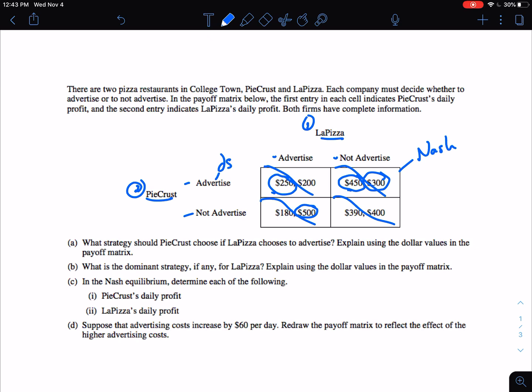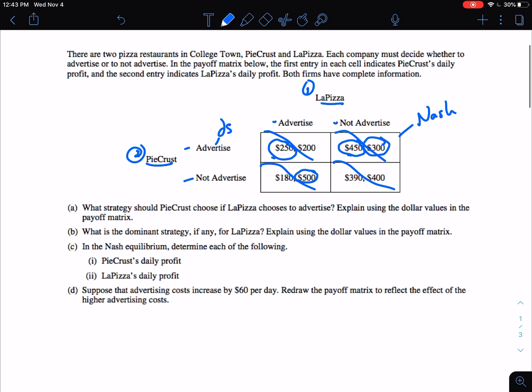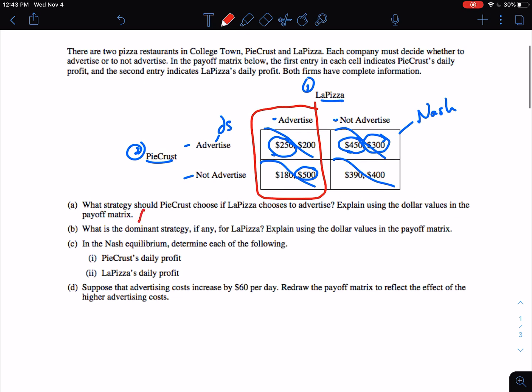Now let's go and answer questions. So what strategy should Pie Crust choose if La Pizza chooses to advertise? Okay, so we'll change colors here. If La Pizza is going to advertise, so we're talking about this, do they want to advertise and make 250 or not advertise and make 180? Obviously, they are going to advertise because 250 is more than 180.